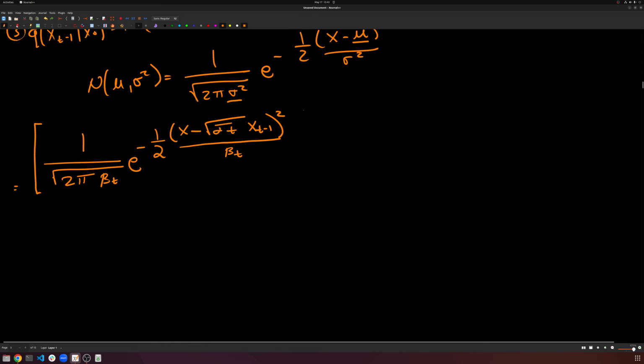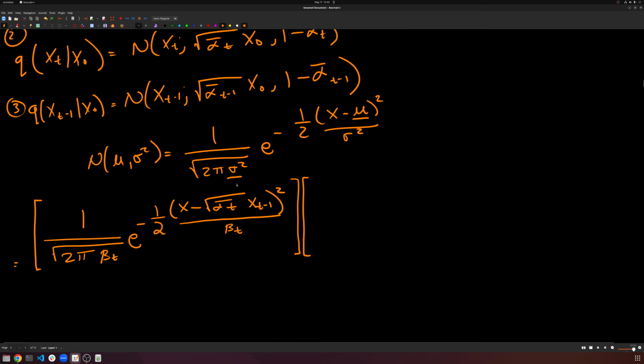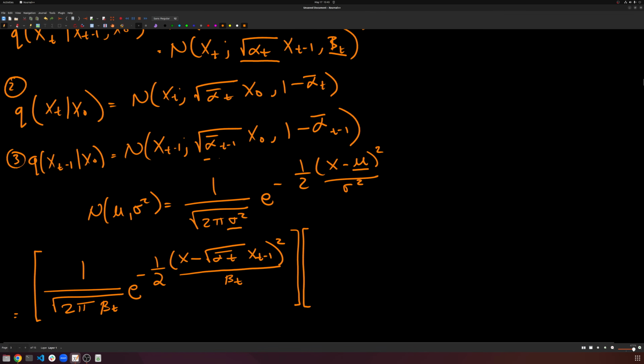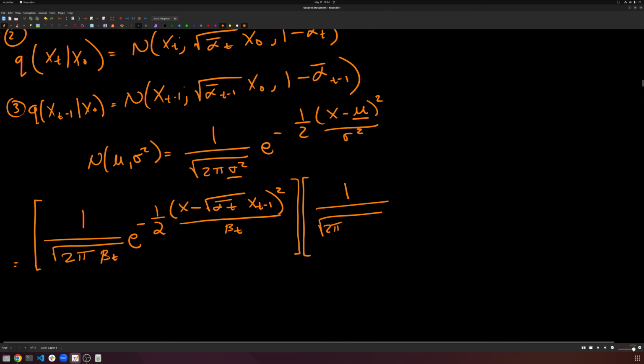That's number 1. Now for number 2, that's going to be this one here, x_{t-1} given x_0. It's going to have a mean of this and a variance of this, but other than that, all the other parts of the formula are the same. So we're going to write 1 over the square root of 2 pi, and then sigma squared, the variance, will be 1 minus alpha hat t minus 1, and the mean the square root of alpha hat t minus 1 x_0.